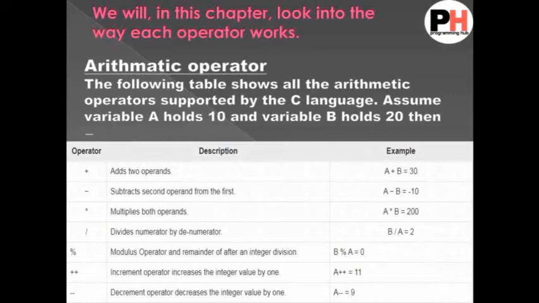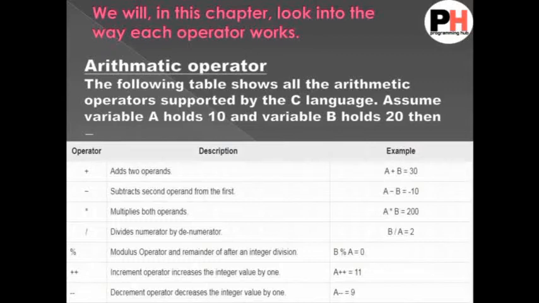Next is multiplication. Then we have to do the same: 10 into 20, that is 200. And then we have to divide. Then B by A equals 2. Okay, then next is modulus operator. In this, the remainder will be the answer. Okay, so B mod A equals 0.